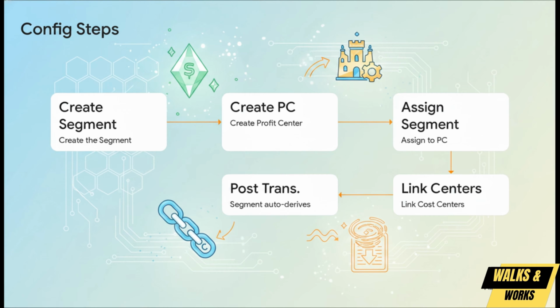Now, the absolutely crucial point here is Step 5. When you post a transaction, you don't usually enter the segment manually. SAP automatically derives the segment from the profit center. In fact, SAP officially approves segment usage only if it's derived automatically, just like this.